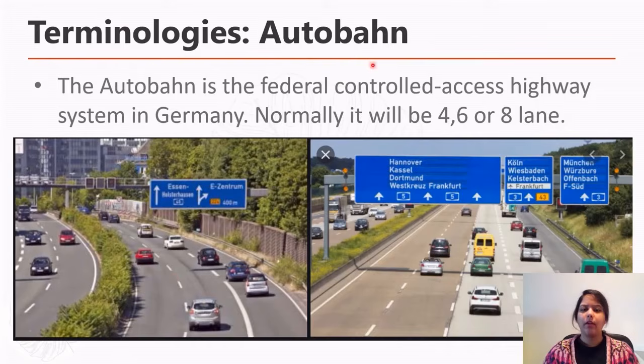Autobahn. For the Autobahn, you should imagine a picture like this, which will have 4 lanes, 6 lanes, or maybe 8 lanes. There will be traffic flowing in one direction and it will be divided in between. Autobahn is also like an expressway, a motorway. So you should remember this regarding the Autobahn.